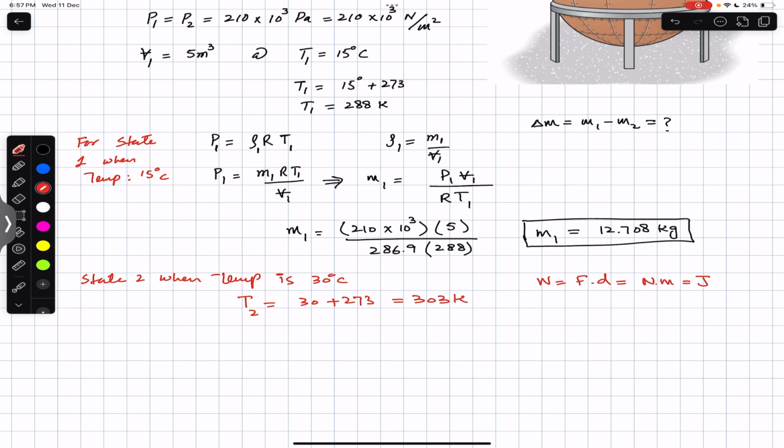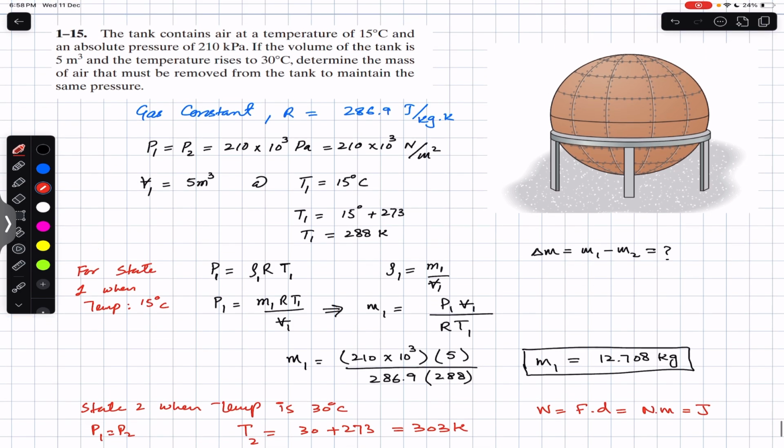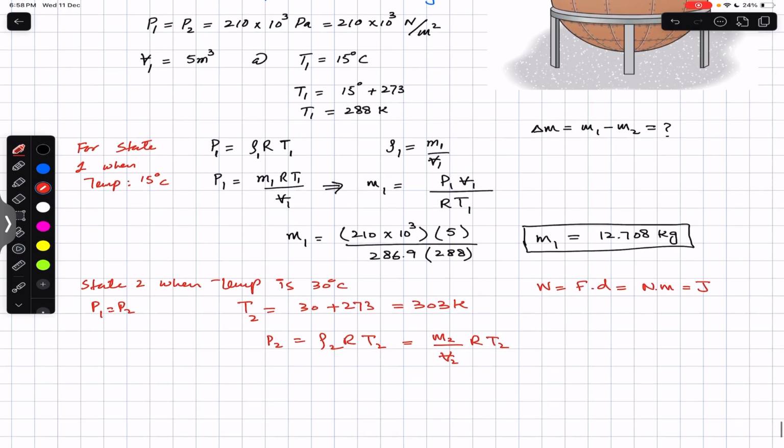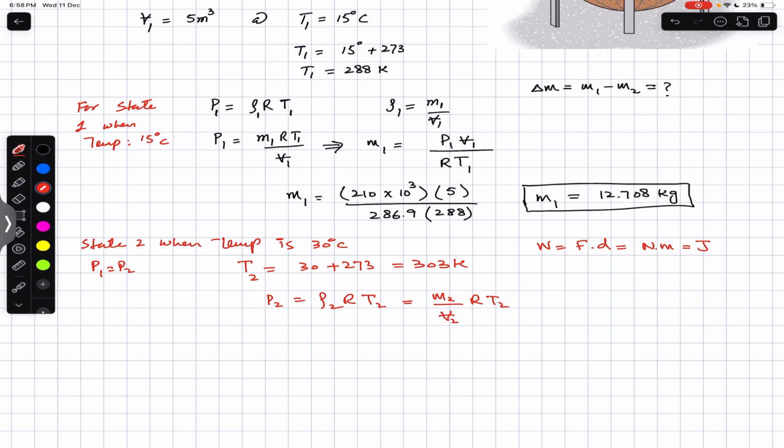And we can say P1 is equal to P2, since we want to maintain the same pressure. Now P2 will be equal to rho 2 R into T2. And similarly, rho 2 is M2 divided by V2, and R into T2, right? So now the tank has one constant volume, right? If the volume of the tank is 5 meter cube, V1 is equal to V2 as well. The volume remains the same.